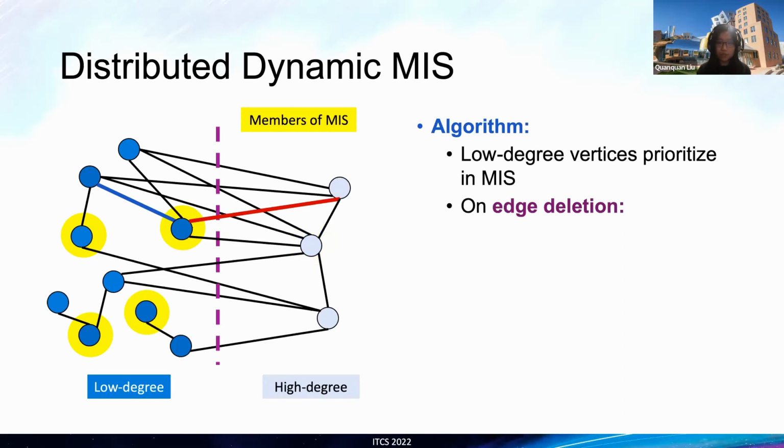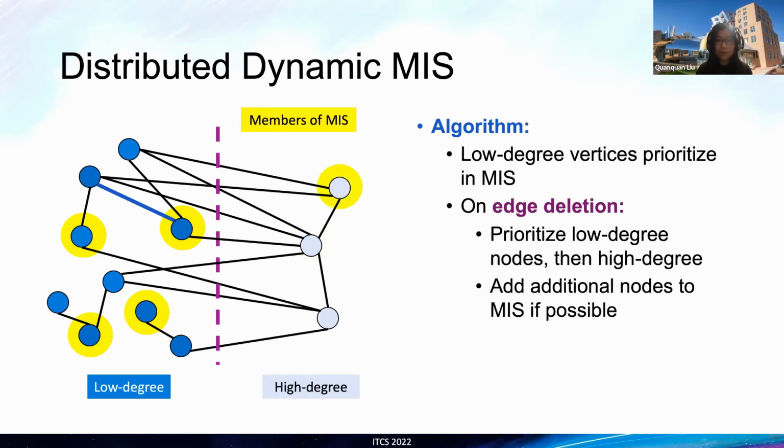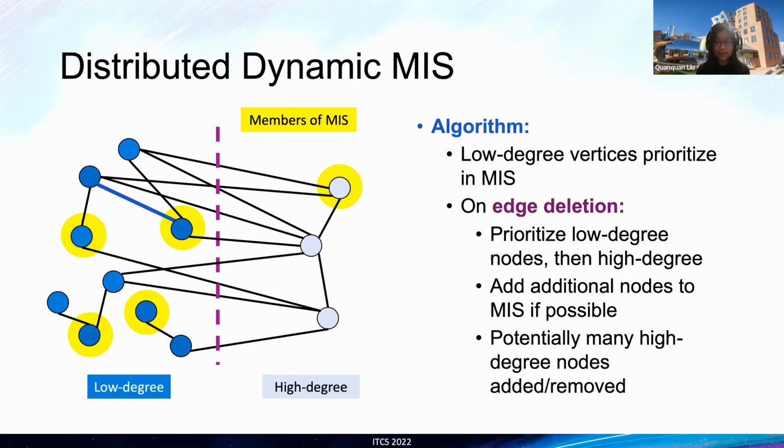On an edge deletion, maximality may be violated. And so neighbors are added to the MIS if possible, giving priority to low degree nodes. In this example, a high degree node is added to the MIS since no additional low degree nodes may be added. As in the case for insertions, there are potentially many high degree nodes that may be added or removed from the MIS as a result of a single low degree node entering or leaving the MIS.